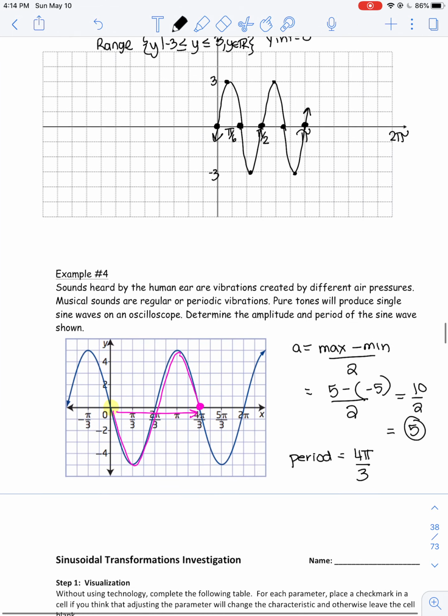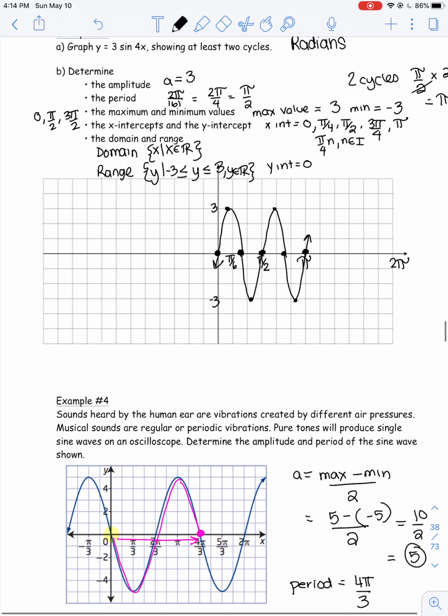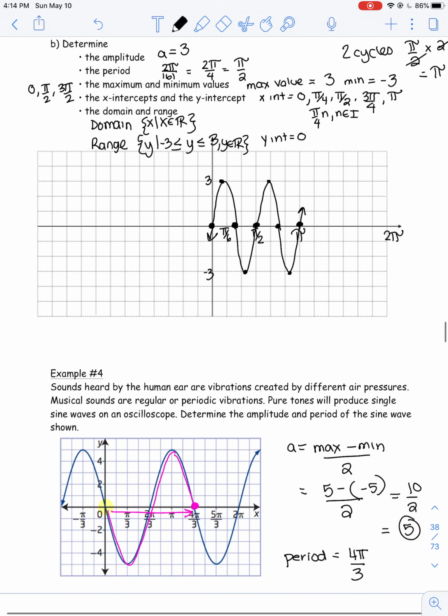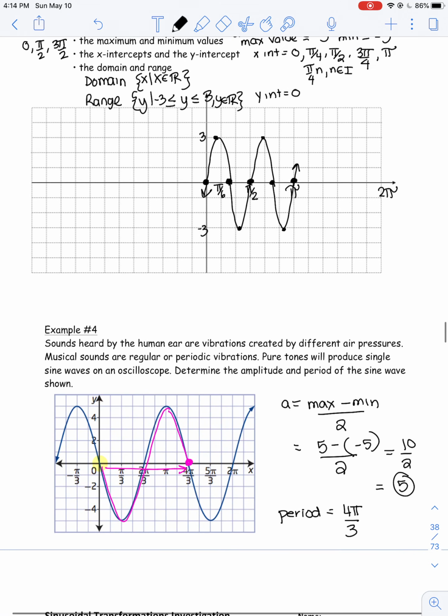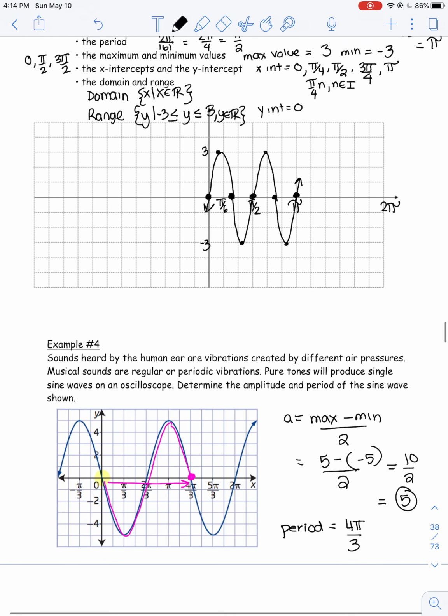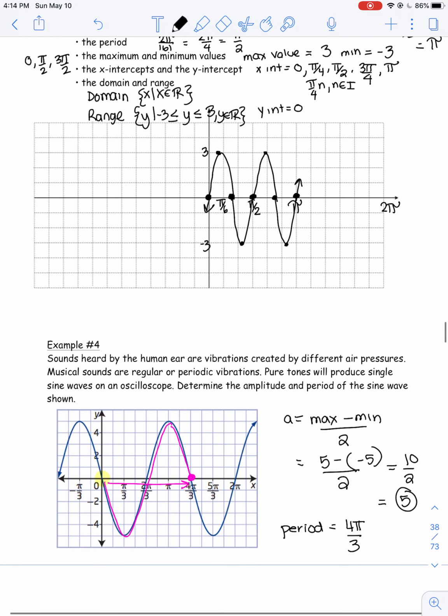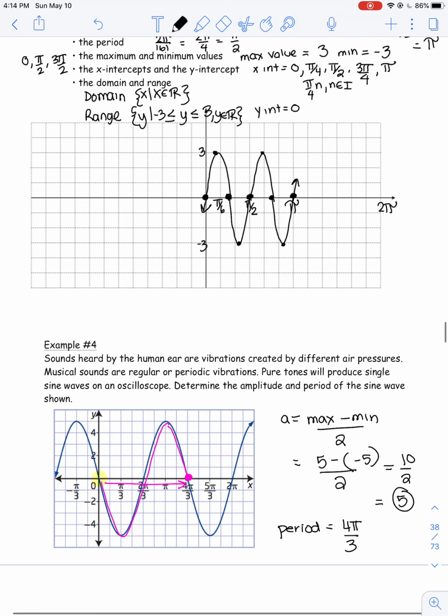Okay, so that's it for our 5.1 lesson. It's just about figuring out the features, graphing them, being able to change between the modes of degrees and radians, and then just finding those x-intercepts is the one tricky part that you just have to practice. Okay, so I hope you guys understand that.